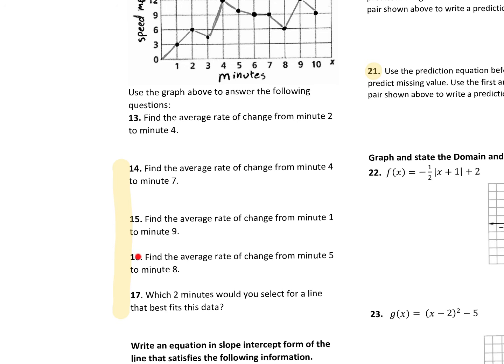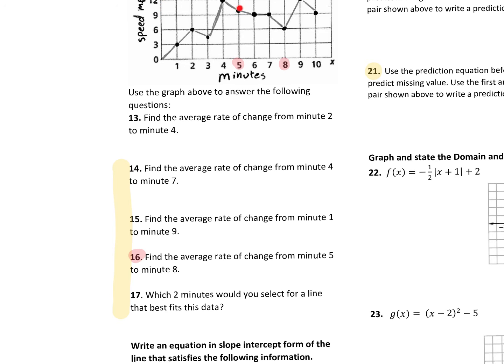So 16, find the average rate of change. Average rate of change means slope. And it says from minute 5 to minute 8. So for 16, it says minute 5 and minute 8. Okay, so where is minute 5 at? It's at 5 on the x and more than 9, but not halfway. So it's about 10 because it's going 9 to 12: 9, 10, 11, 12.